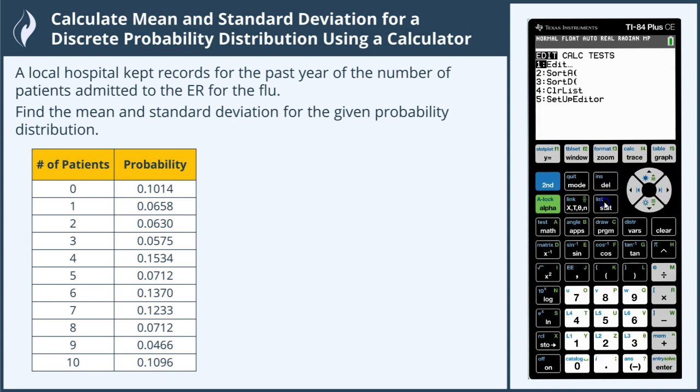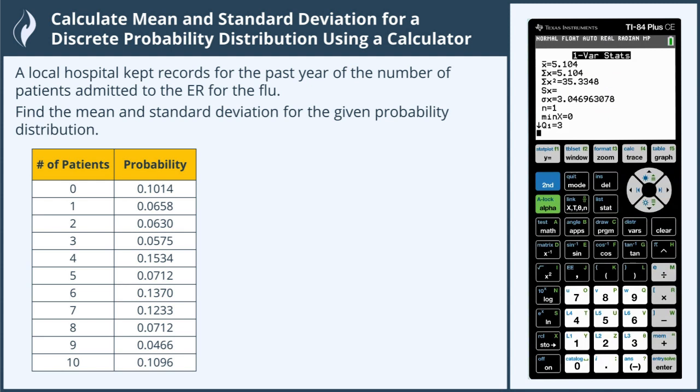Then we go to Stat, Calc, 1-Var Stats, and we enter our lists. We click Second, List 1, which is the number 1. We do not use the alpha key. Then for our frequency list, that's our probabilities, we do, again, Second, number 2, and we click Calculate.